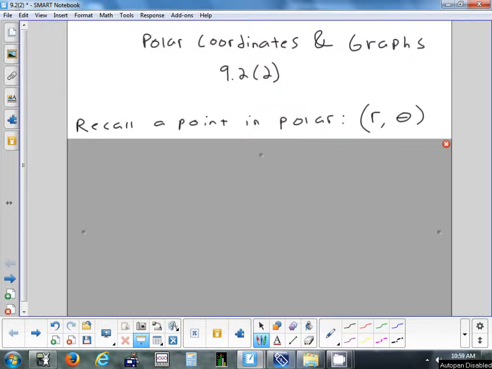How about Victoria, what's r? What does that stand for? Radius. So that's the distance your point is from the origin. And Alex, what about theta? What does that represent? The angle. That's the angle that you would have between your radius and your positive x-axis.